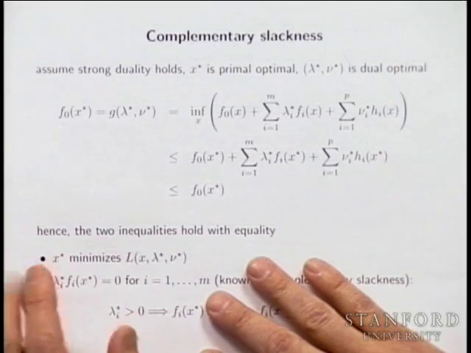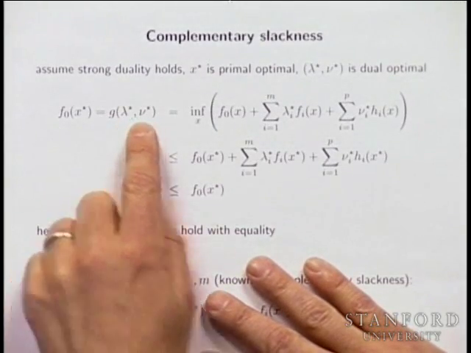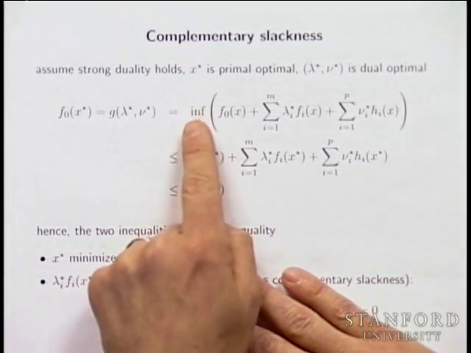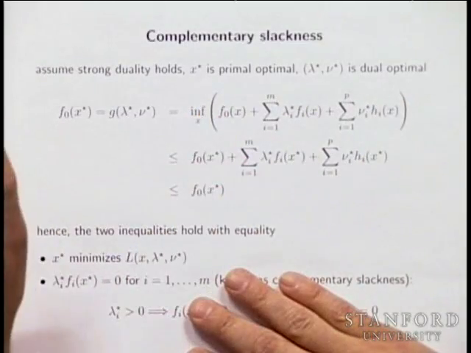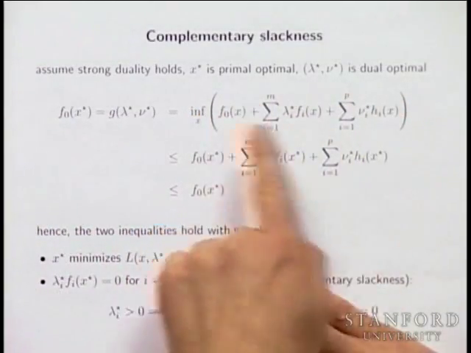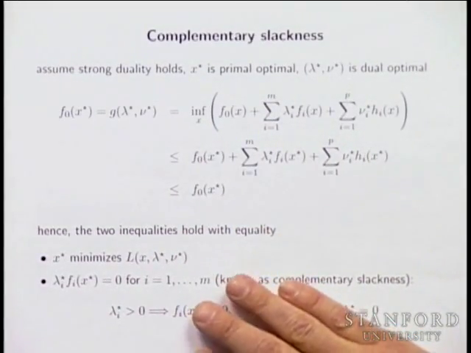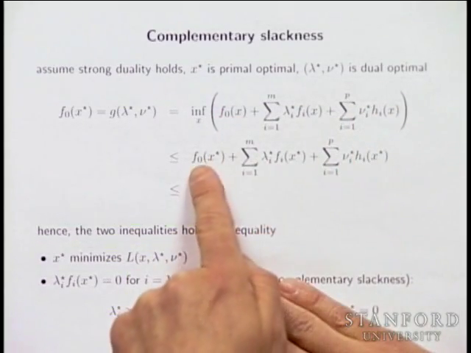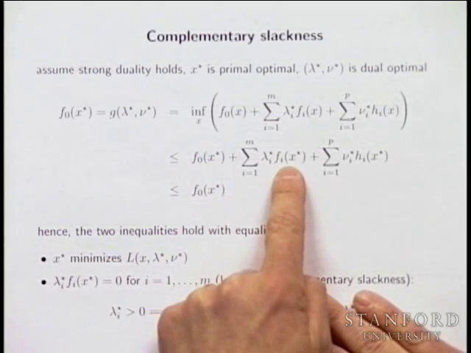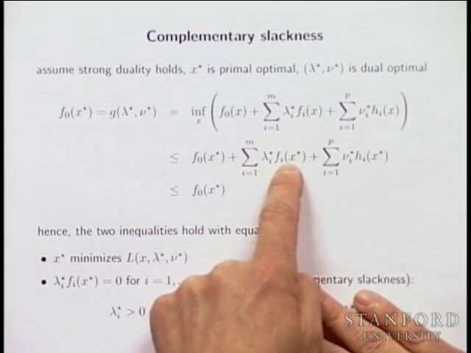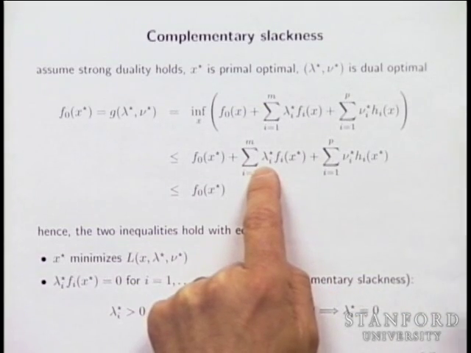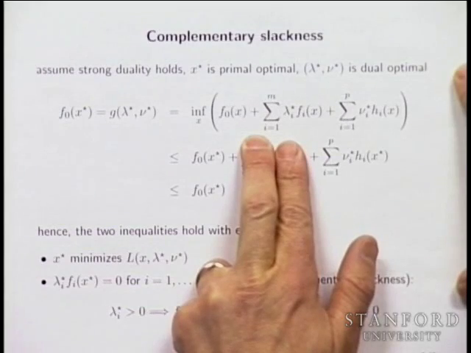Okay, so let's see what this means. g of lambda star, nu star is, by definition, the infimum over all x of the Lagrangian. I know we went over this last time, but I just want to go over this again quickly. Now, of course, that has to be less than or equal to the value of the Lagrangian if you plug in x star. But x star is feasible. Therefore, f_i of x star is less than or equal to 0. The lambda_i stars are bigger than or equal to 0. They have to be. That's dual feasibility. So this whole term is less than or equal to 0.